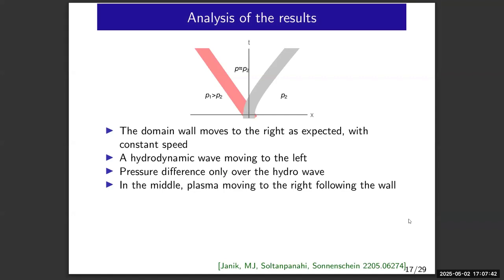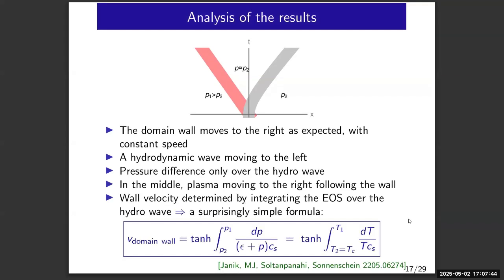And because of this simple picture, as it turns out, you can just determine the wall velocity by integrating the equation of state over this hydrodynamic wave. And this is simple because now you're actually only working in the deconfined phase. So your order parameter is set to 0, and it's just perfect fluid hydrodynamics. And you can go to Landau-Lifshitz, where this hydro wave is solved, and you can get a surprisingly simple formula for the domain wall velocity.